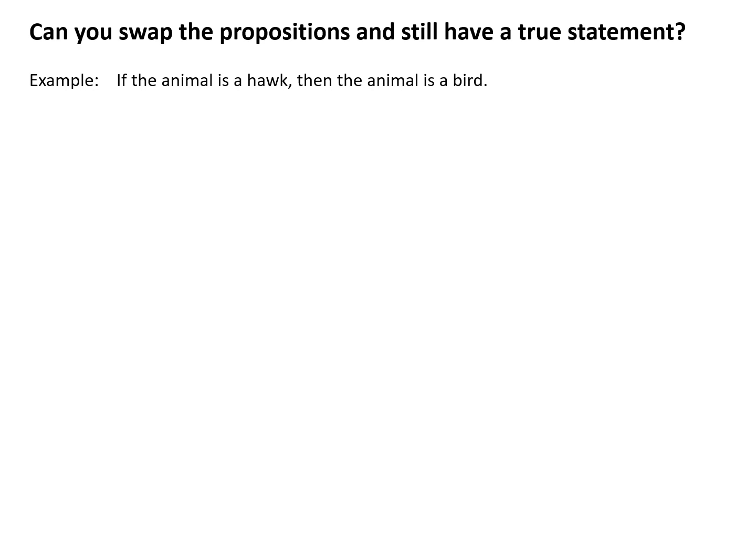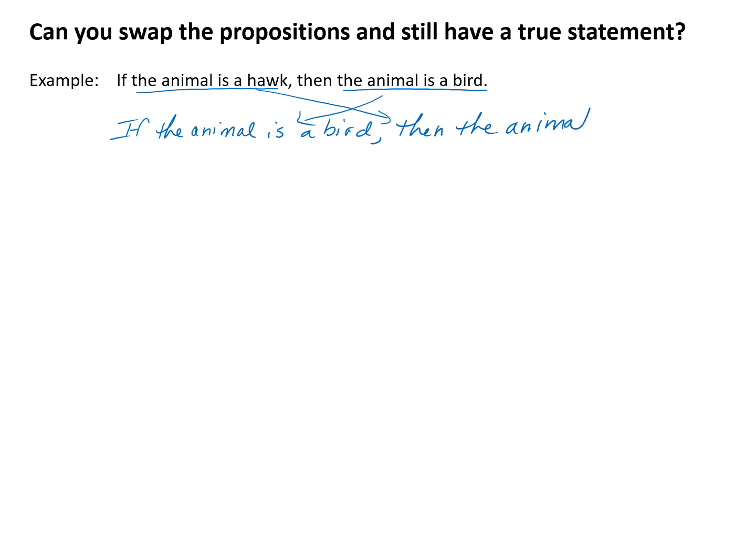Can we swap the propositions in an if-then statement and still have a true statement? Well, let's look at an example. If the animal is a hawk, then the animal is a bird. So we have an if-then with two propositions within it. What if I switched the order of those? And so I said, if the animal is a bird, then the animal is a hawk. Let's talk about whether that would have the same truth value.